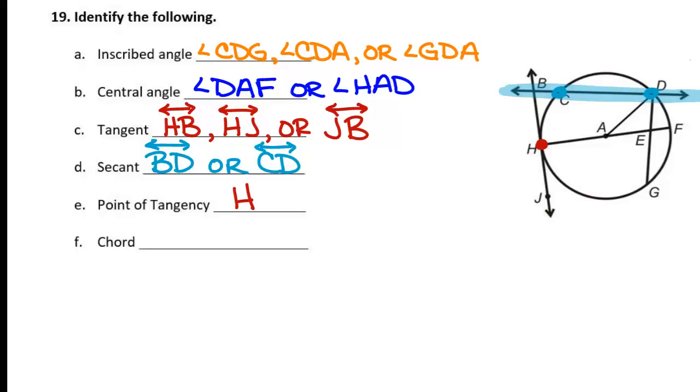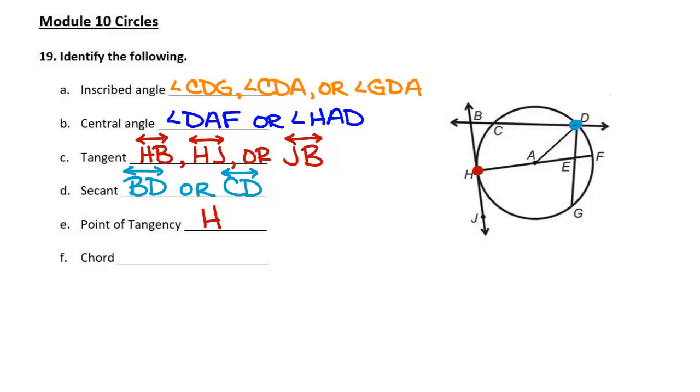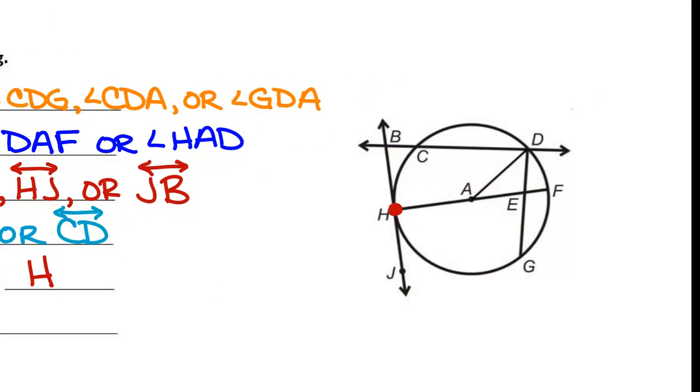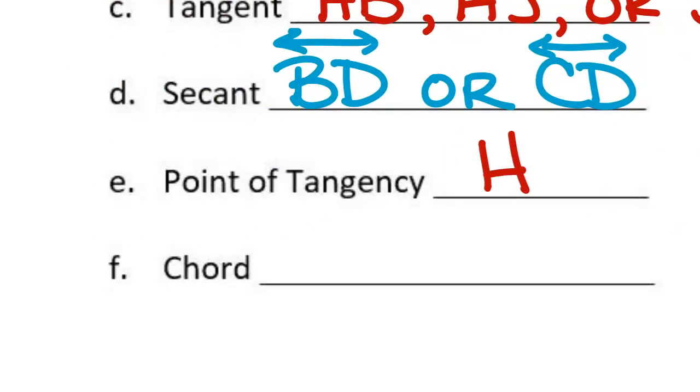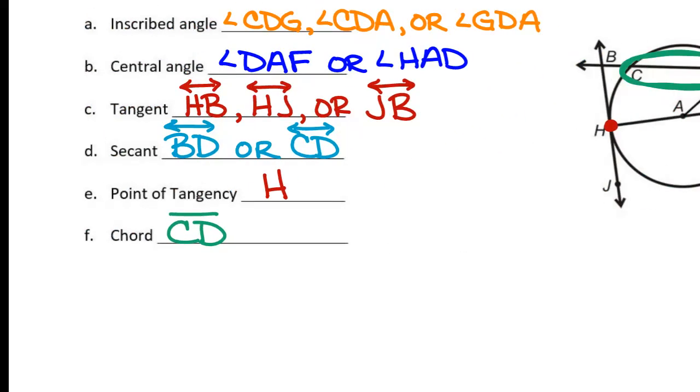And then the last thing we have is a chord. A chord is kind of like a secant, except a secant is a line that continues on forever in both directions. So it goes all the way through the circle. A chord stops at the edges of the circle. So a chord is a segment, not a line. This right here, from C to D, stopping at C and stopping at D, is an example of a chord. There's at least one more chord up there. Can you guys find another chord?